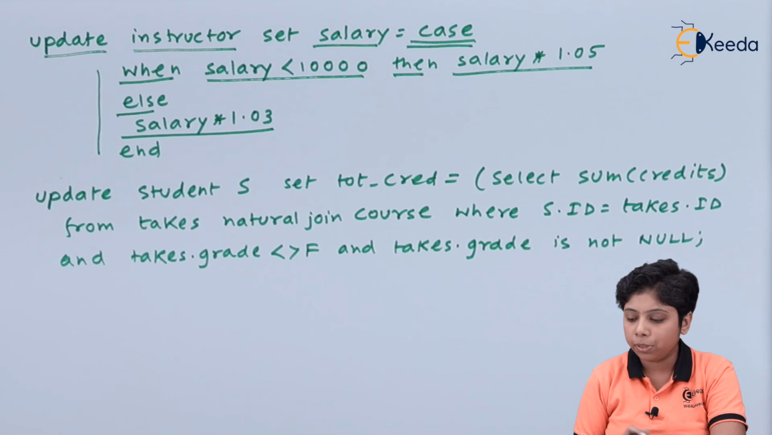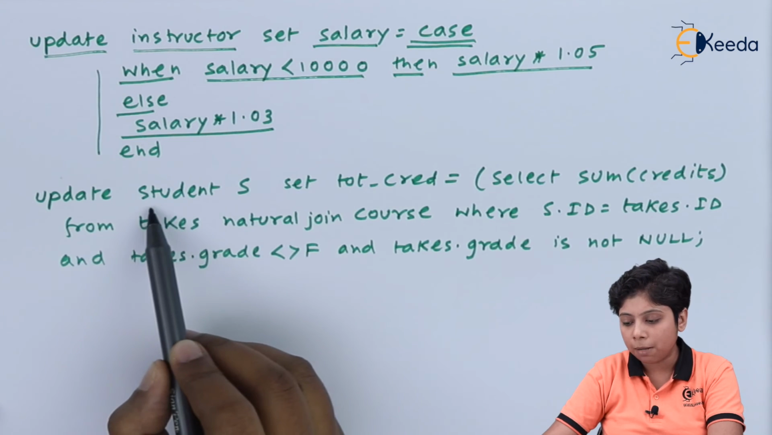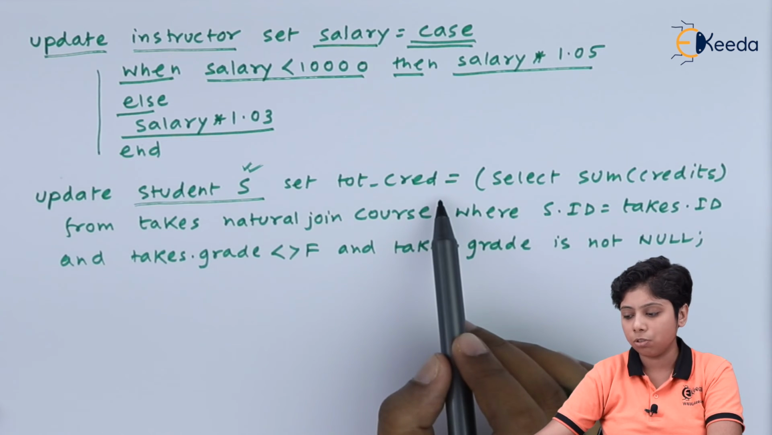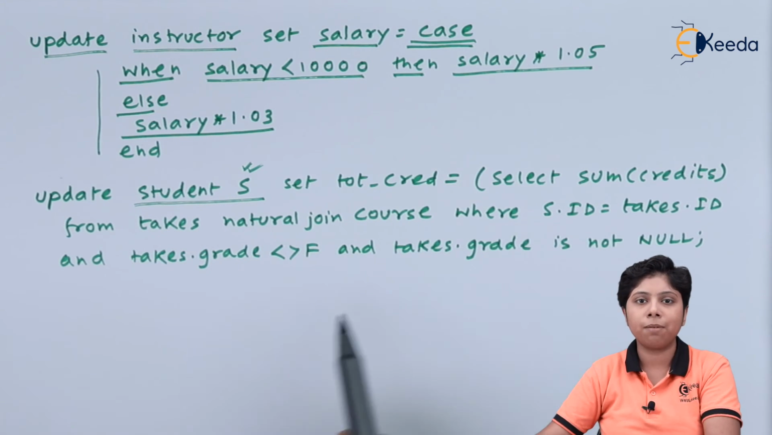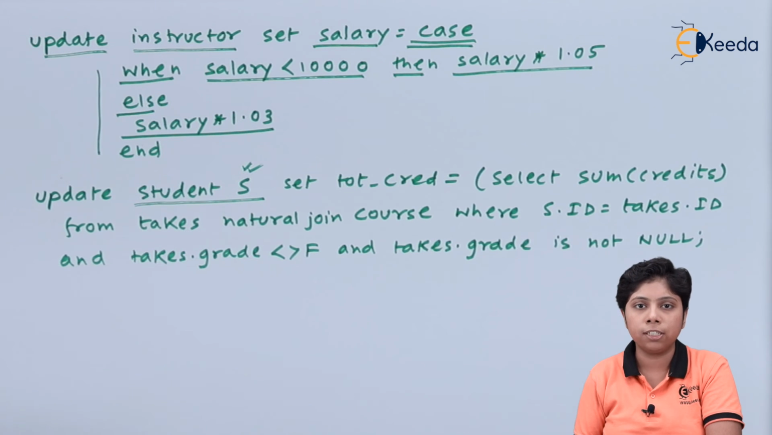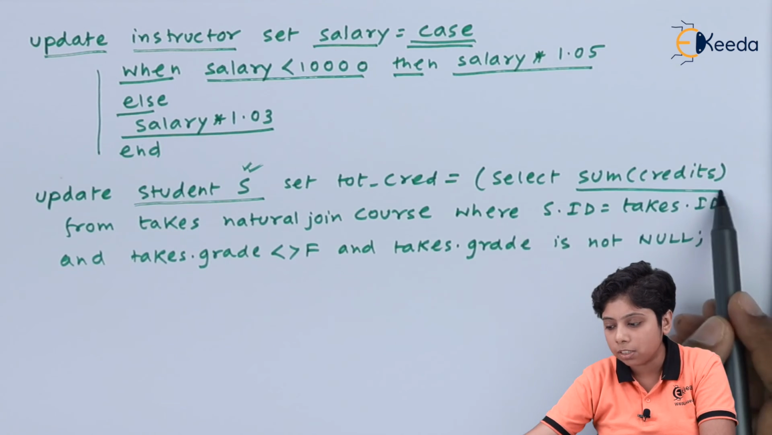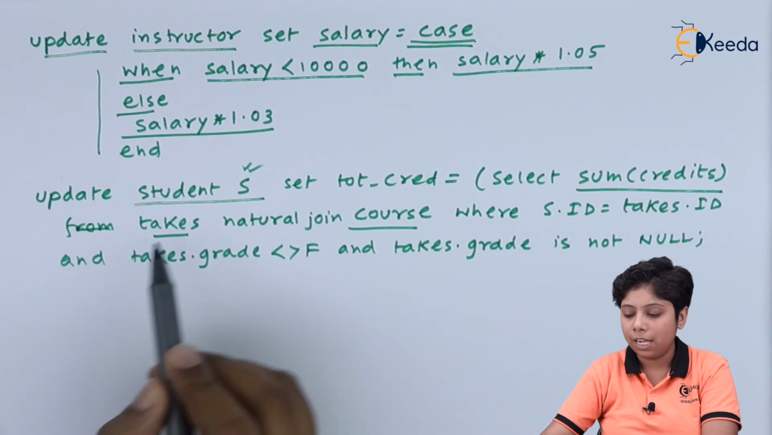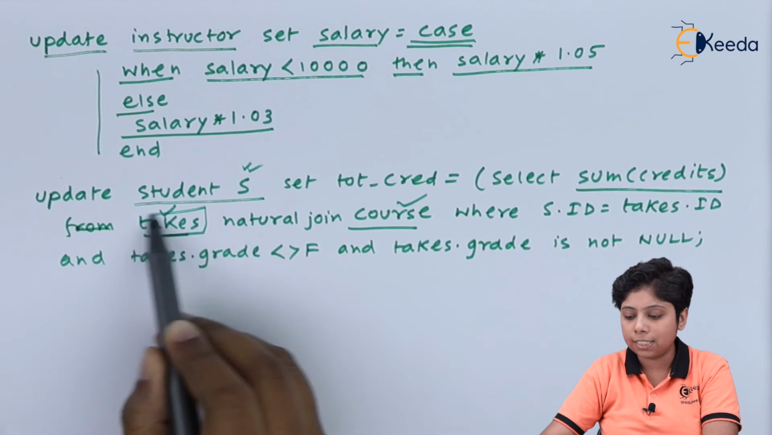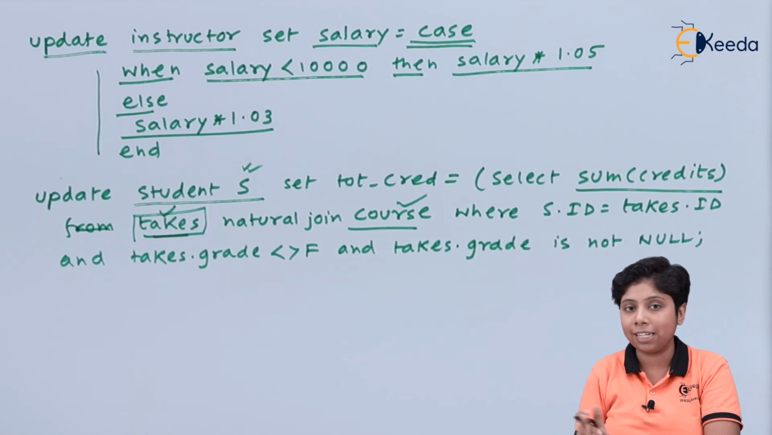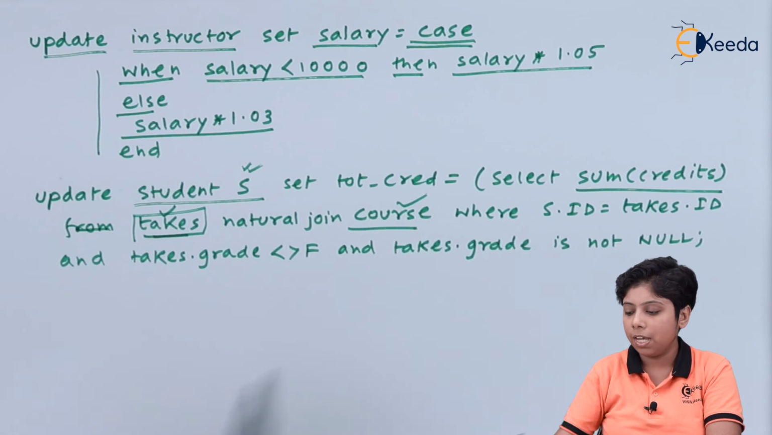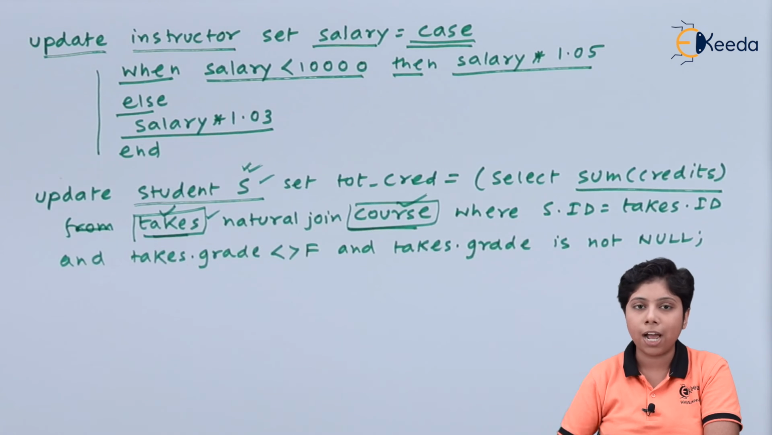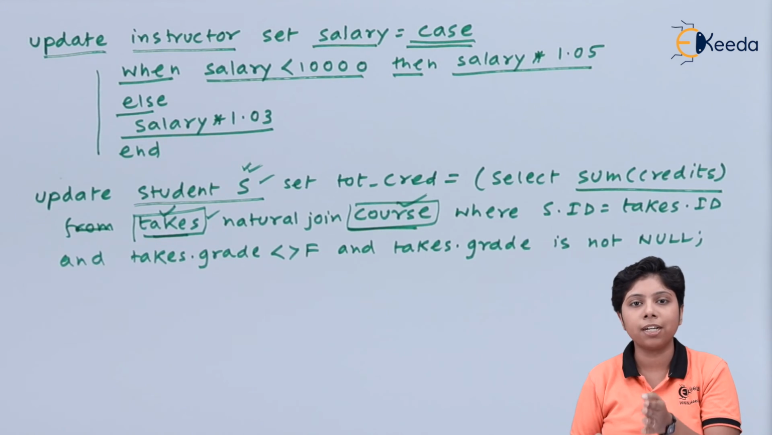So first, what are we doing? We are doing the statement update of student S. I am aliasing student as S and setting the total credit as a subquery. That means the total credit will be set as the sum of the credits of that particular student. Now I am natural joining two tables, takes and course. Takes is the table that contains the students taking a course and having passed the exam, and course is the course name. If the takes.id and the student.id match, that means the student has taken an exam of that particular course.